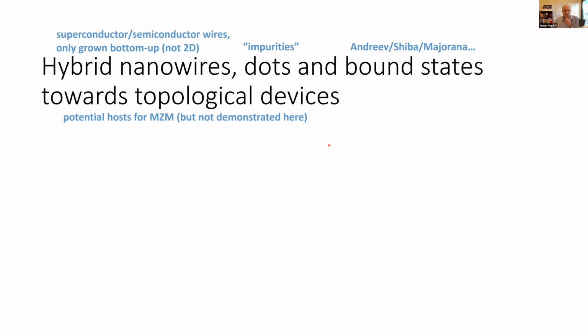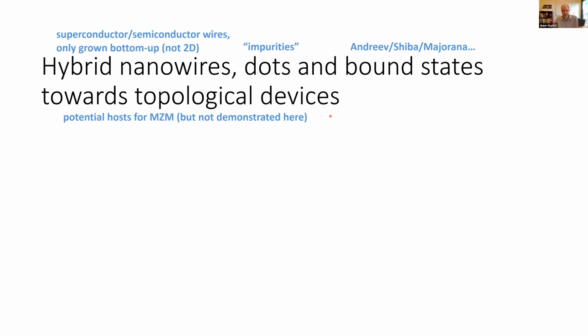The title, hybrid nanowires, refers, as you see now, to bottom-up grown 1D semiconductor-superconductor wires. I would like to talk a bit about impurities in the more ideal sense of quantum dots coupled to the nanowires and topological superconductor. I would like to discuss some of the bound states that may arise in this coupling. Could be Andreev states or Shiba states, as we heard about in the STM talk. And of course, it's all aimed towards making topological devices, but I'll not demonstrate any signature of topology in my talk today.